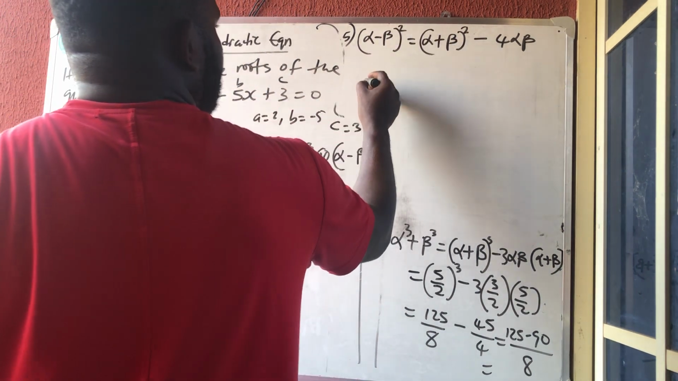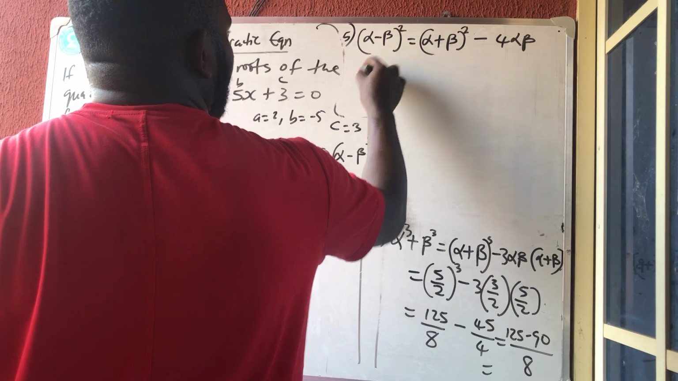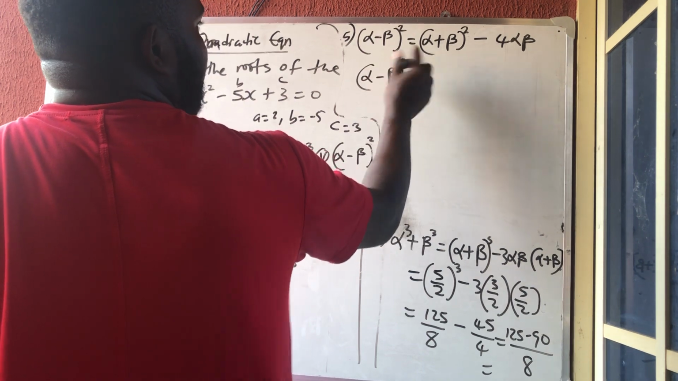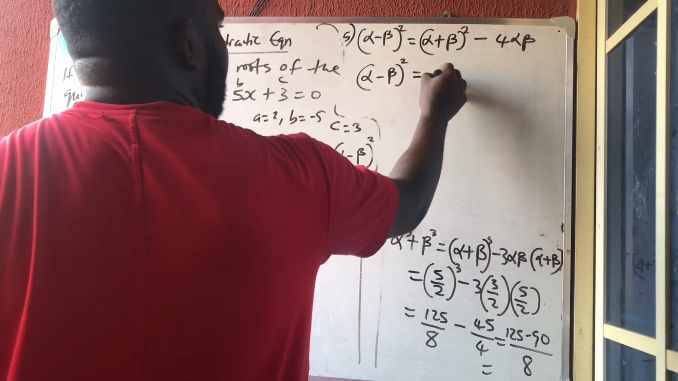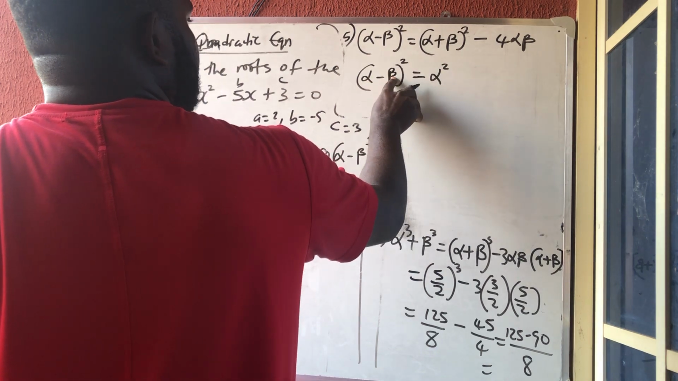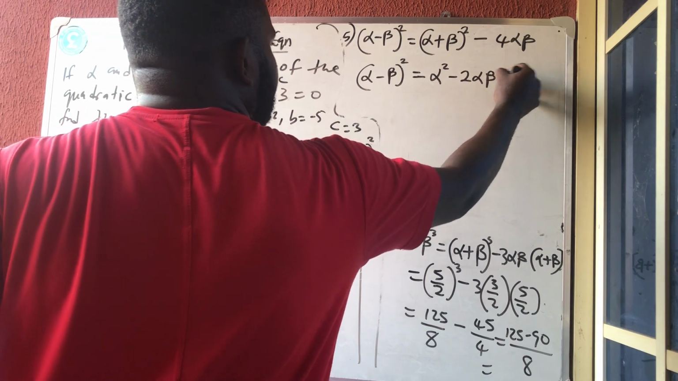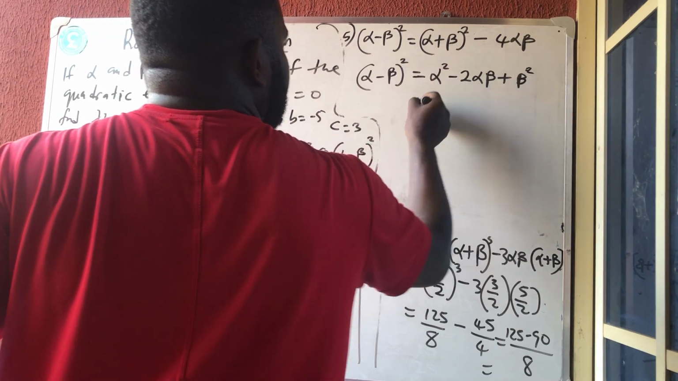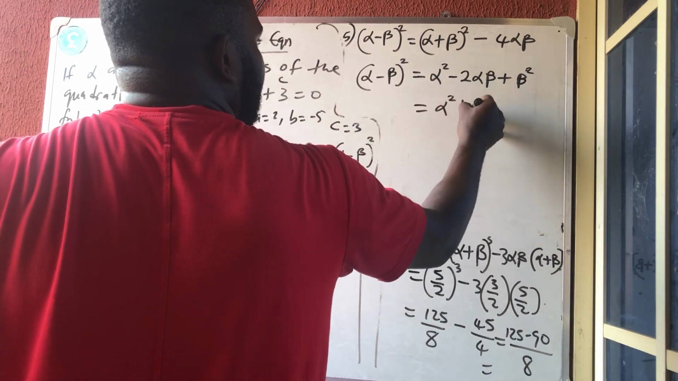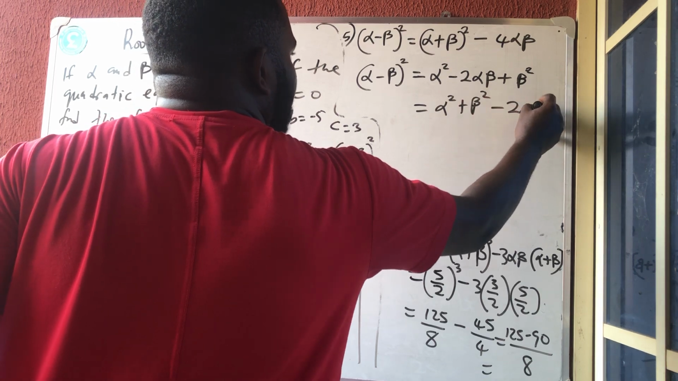Okay, this is this because if I have alpha minus beta all squared, or less clear, whenever you have squared outside, square the first one, alpha squared. Multiply the first one and the second one, double it, minus 2 alpha beta. Square the last one, I have what? Plus beta squared. So, but let me arrange it. Alpha squared plus beta squared minus 2 alpha beta.